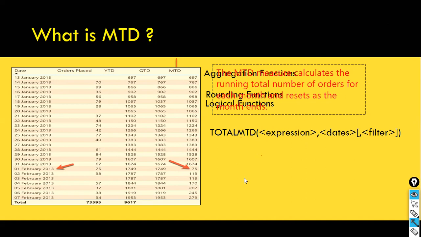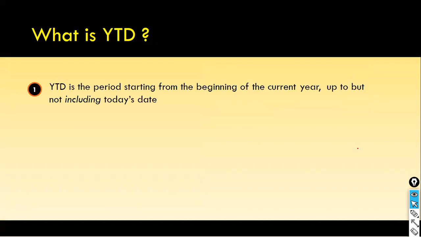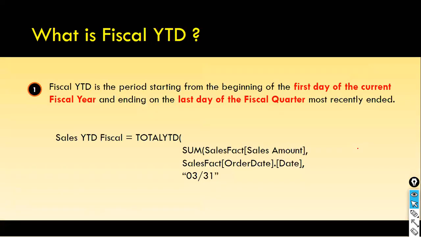Okay, so look here, there is a function by the name of TOTALMTD. This function is helpful in finding out the MTD. The MTD measure calculates the running total number of orders for each month and resets as the month ends. So this is the syntax for TOTALMTD. And TOTALYTD is also the same thing. But in the case of fiscal year to date, it is slightly different.